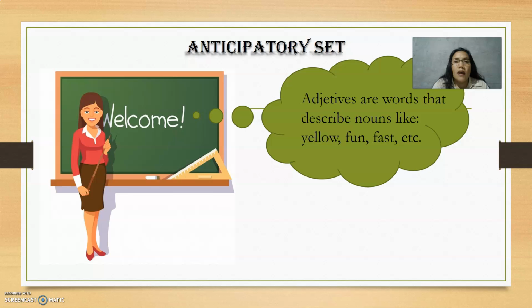Anticipatory set. The class will begin with a review of what an adjective is. Adjectives are words that describe nouns, like yellow, fun, fast, etc. The teacher will write some adjectives on the board so the students can remember the use and what adjectives do in a sentence. The knowledge about adjectives is really important in this class. Students will learn vocabulary about personalities.